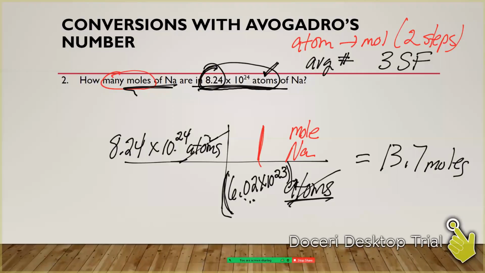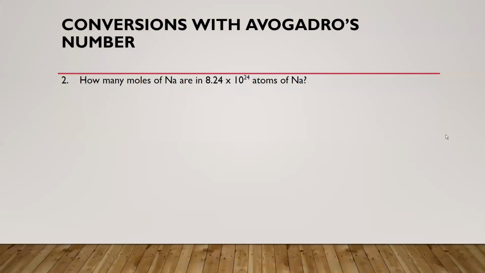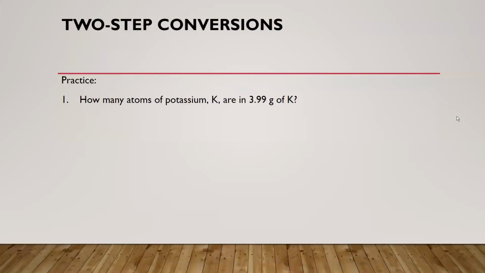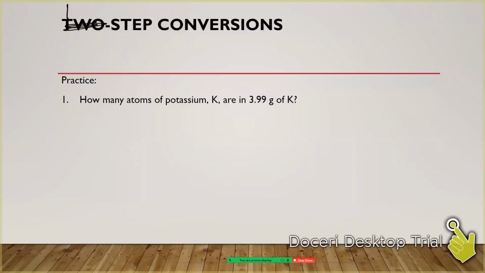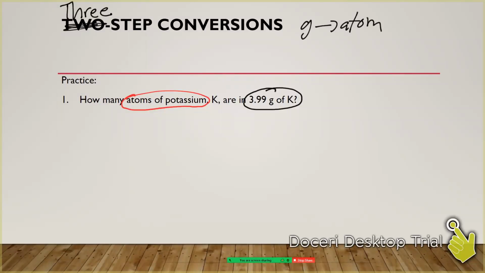So now we're going to look at some that use both Avogadro's number and molar mass. So those end up being 3 steps. So I want to make that into a 3-step. I call each box a step. So if I read this one, it says how many atoms of potassium are in 3.99 grams of potassium. So here's my given. And here is my unknown. So it's a gram to atom problem.